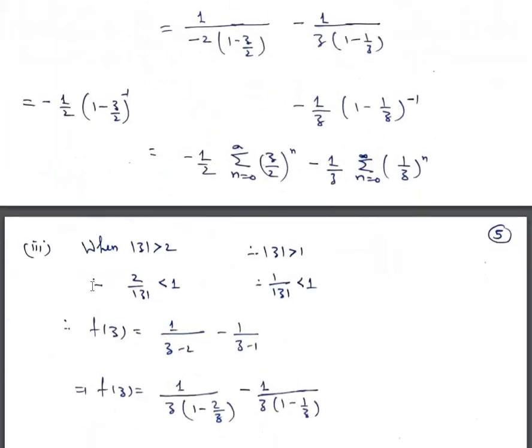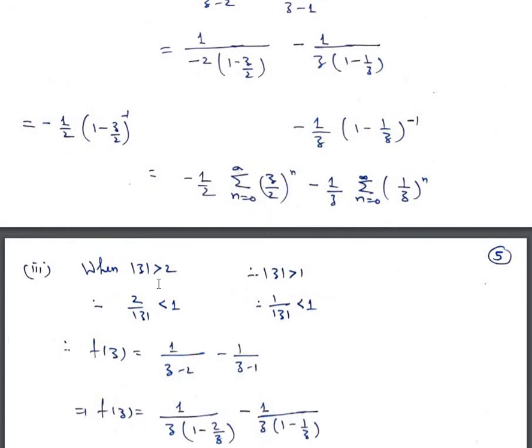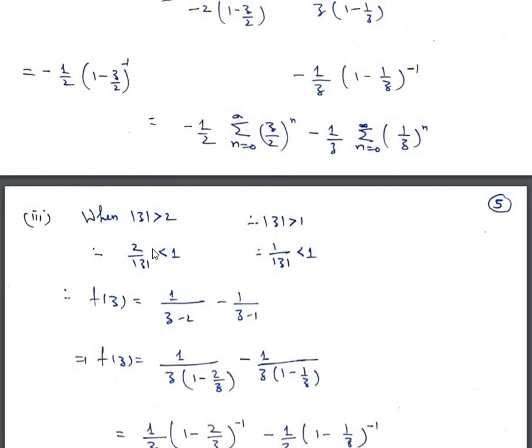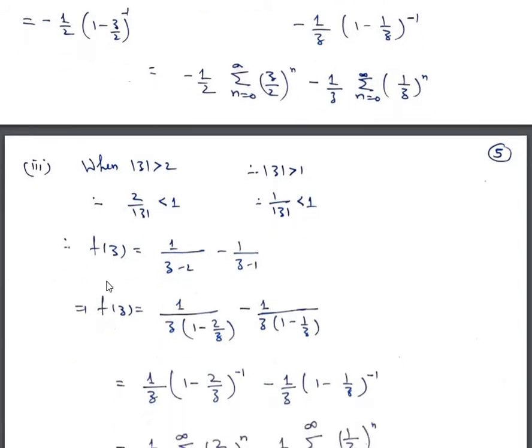Now in the third case, when |z| is greater than 2, obviously when |z| is greater than 2, then |z| is also greater than 1. So therefore we shall have 2/|z| less than 1 and 1/|z| less than 1. So we shall take common in such a way that we get 2/z and 1/z. Now because f(z) is 1/(z − 2) − 1/(z − 1), take z common from here and z common from here.